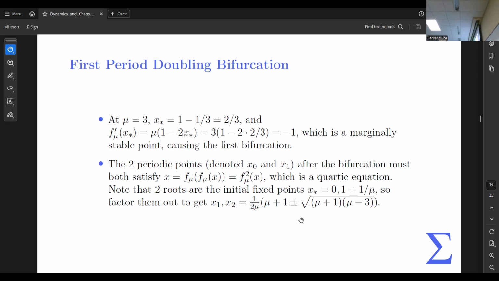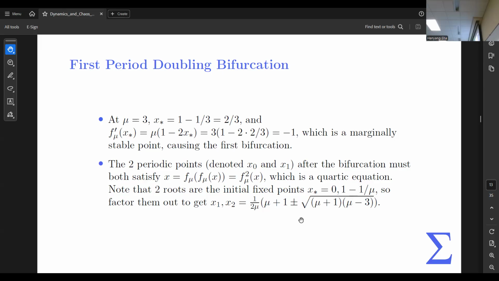Right. So at mu equals 3, we have a marginally fixed point, because the absolute value of the derivative is equal to 1. And there is a theorem that gives sufficient conditions for period doubling bifurcations, and you can see that it satisfies the theorem. It's not very interesting, but usually the bifurcation occurs where the absolute value of the derivative equals 1, at least for this map, right?